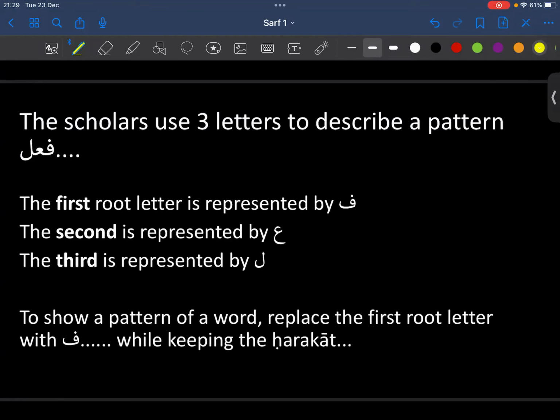Fa'ala in Arabic means to do, and fi'l is a verb. So they found this to be the most appropriate word to use to measure the patterns and to represent the patterns. To show a pattern of the word, then, all we need to do is replace the first root letter with a fa. We replace the second root letter with a ain, and we replace the last root letter, the third root letter, with a lam, while keeping the harakat where they are.